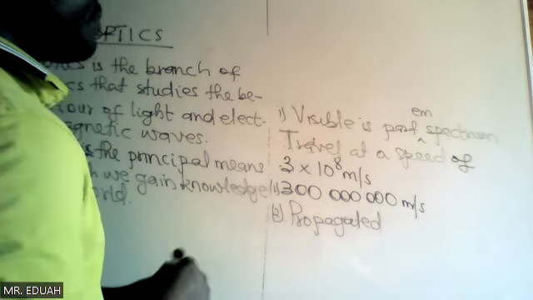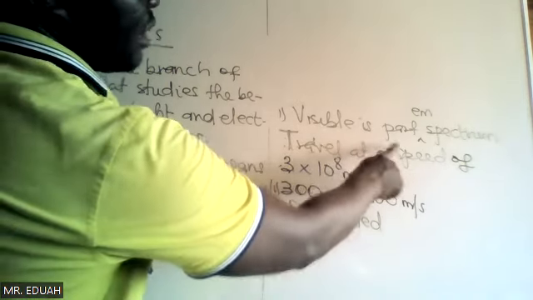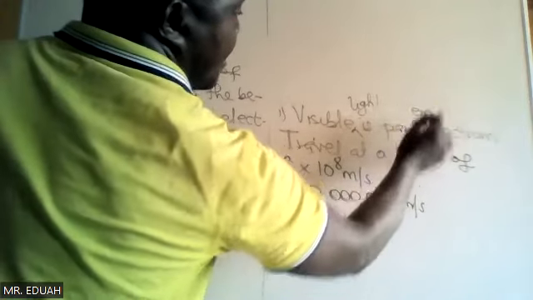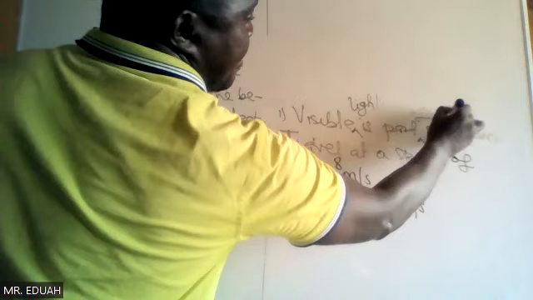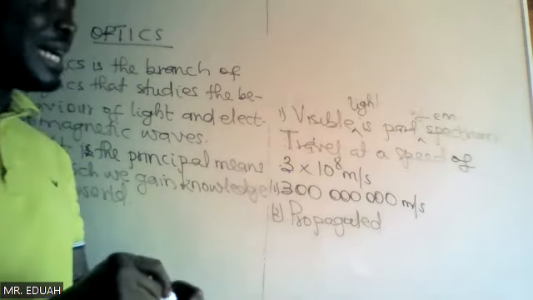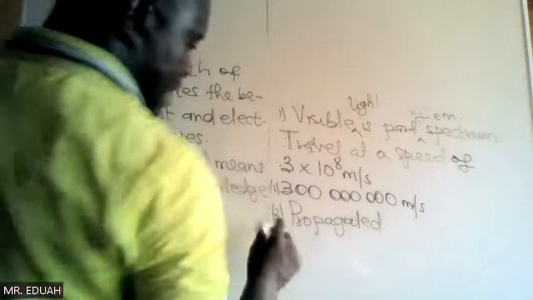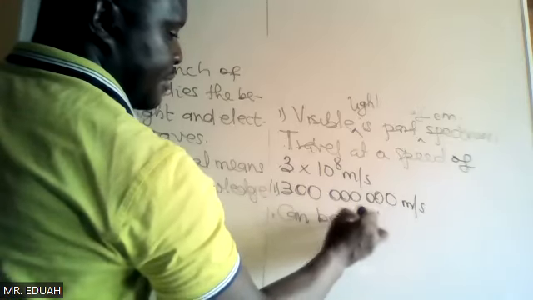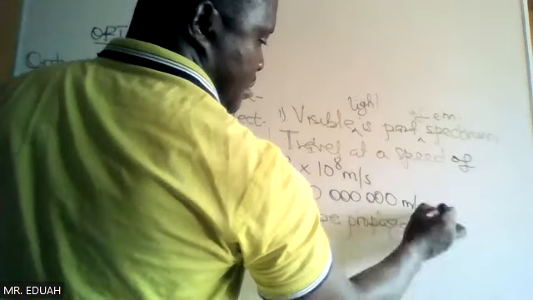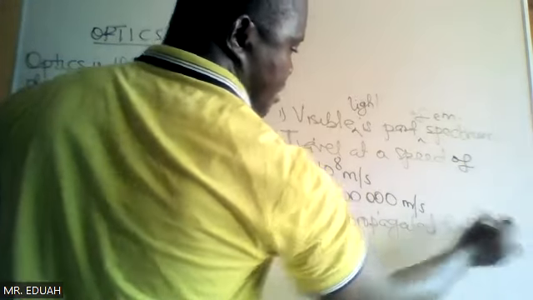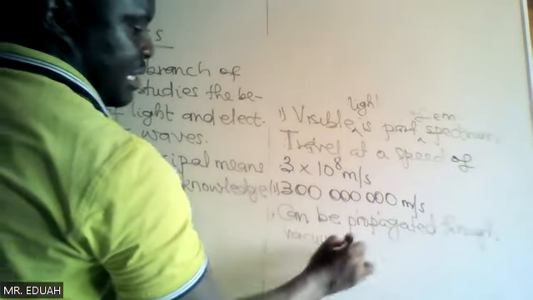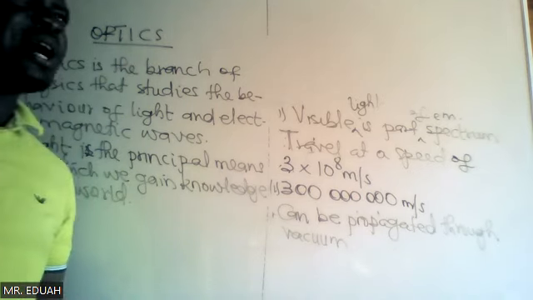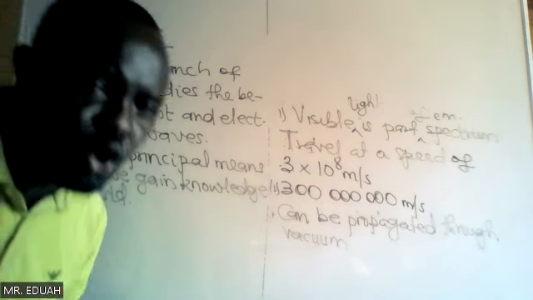Visible light is part of the EM spectrum. EM is electromagnetic spectrum and can be propagated through vacuum, meaning can be propagated through vacuum. Meaning there is no material medium, or can be propagated when there is no material medium.